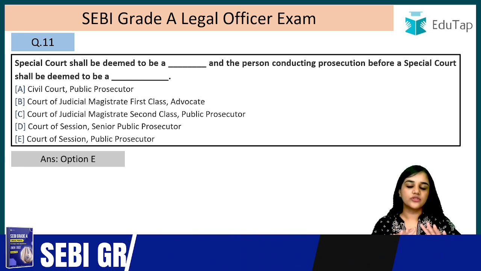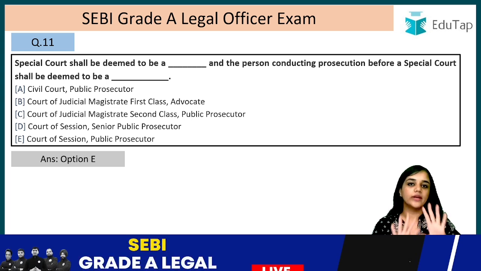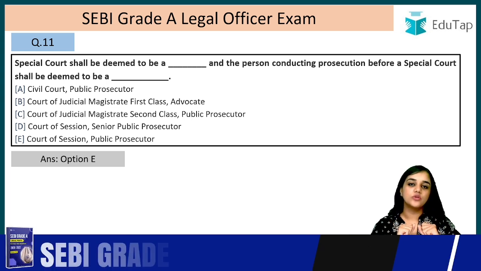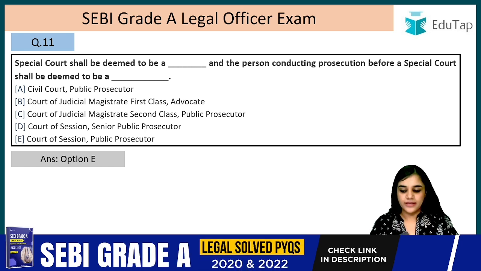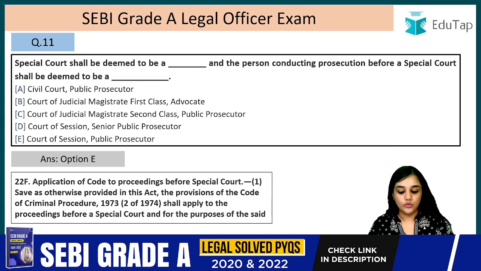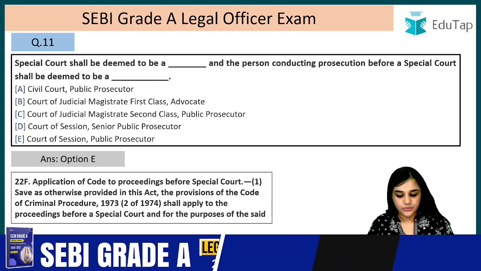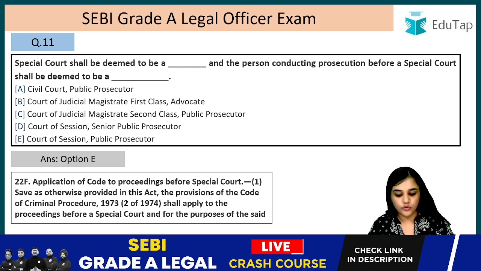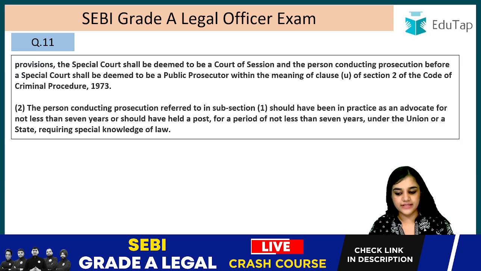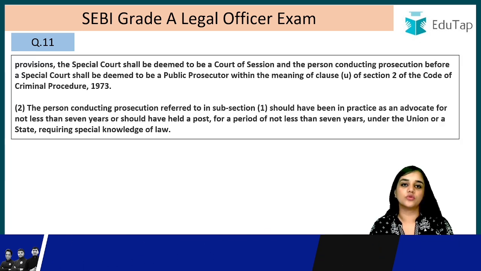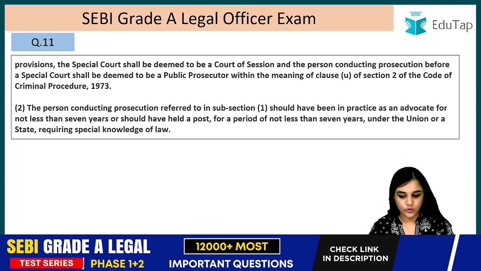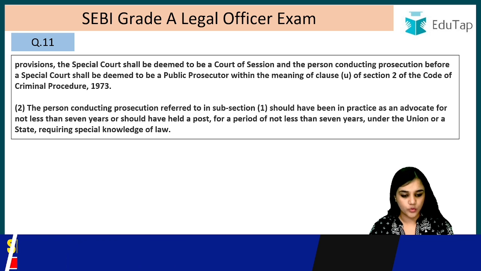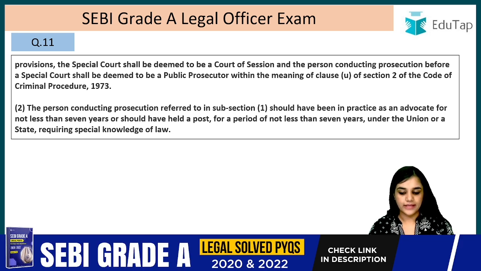As we read earlier, a special judge cannot be anything less than a session judge or an additional session judge. So in the same way, the special court is deemed to be a court of session, right? Answer is option E. Section 22F. Save as otherwise provided in this Act, the provisions of the Code of Criminal Procedure 1973 shall apply to the proceedings before the special court, and for the purpose of the said provisions, the special court shall be deemed to be a court of session. And the person conducting prosecution before a special court shall be deemed to be a public prosecutor. So who is conducting the prosecution? He will be deemed to be a public prosecutor within the meaning of clause (u) of section 2 of the Criminal Procedure Code 1973.